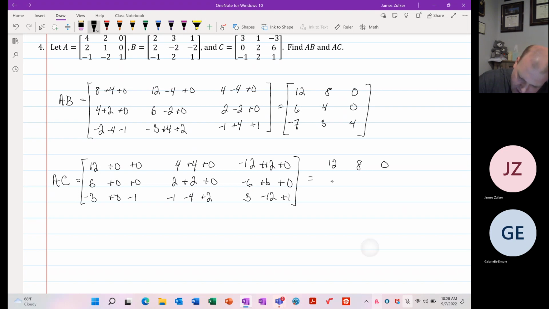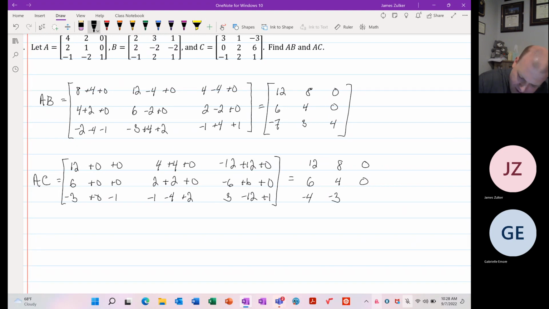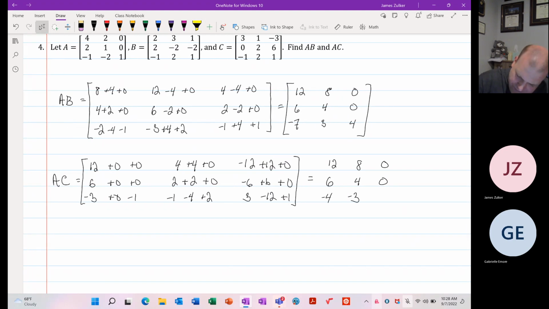Eight, 0, 6, 4, 0, negative 4, negative 3, and negative 8.